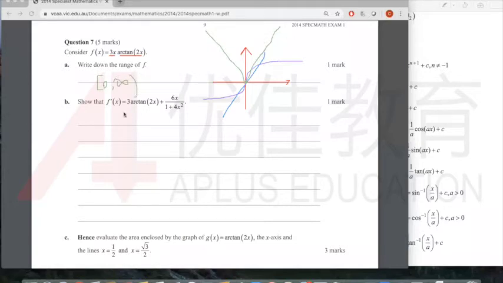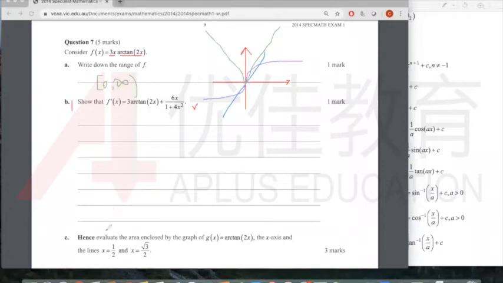Part B is more standard. We just need to find the derivative of f(x) using the product rule. So it would be the derivative of 3x times arctan 2x plus the derivative of arctan 2x times 3x. And after a step of simplification, you would arrive at this answer.